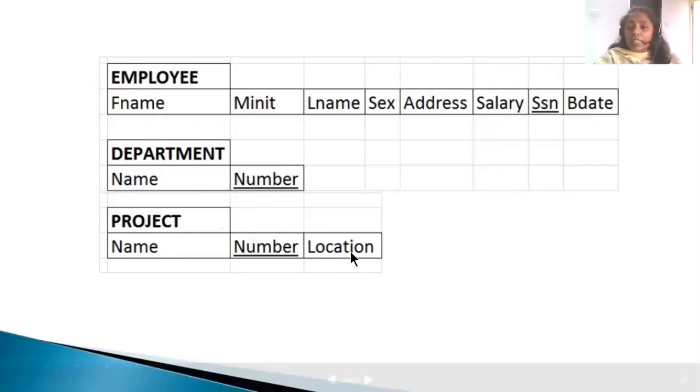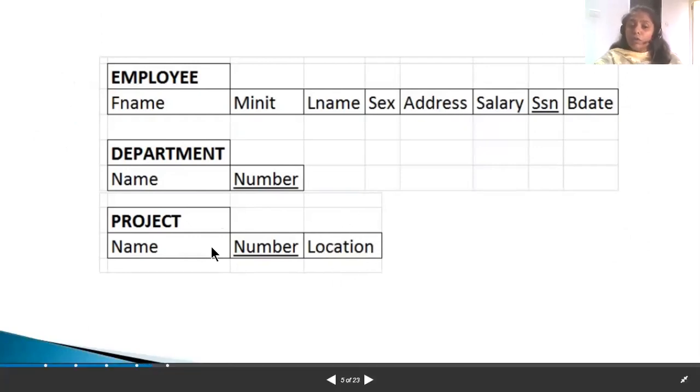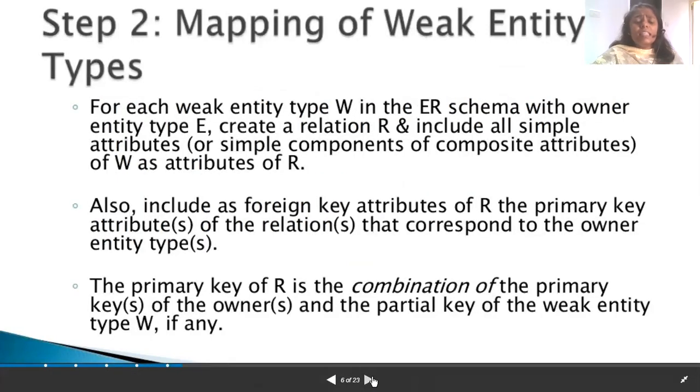Here you may get a doubt: we have taken the location for the project table, so why didn't we take it in the department? Here this location is not a multi-valued attribute. This is a normal attribute, and only one value is going to be stored inside this location attribute. That's why we are taking it here to convert into the relational model. If this location were also a multi-valued attribute, we would not take it at this stage. Then the second step is that we have to find out the weak entity and convert it into the relational model.